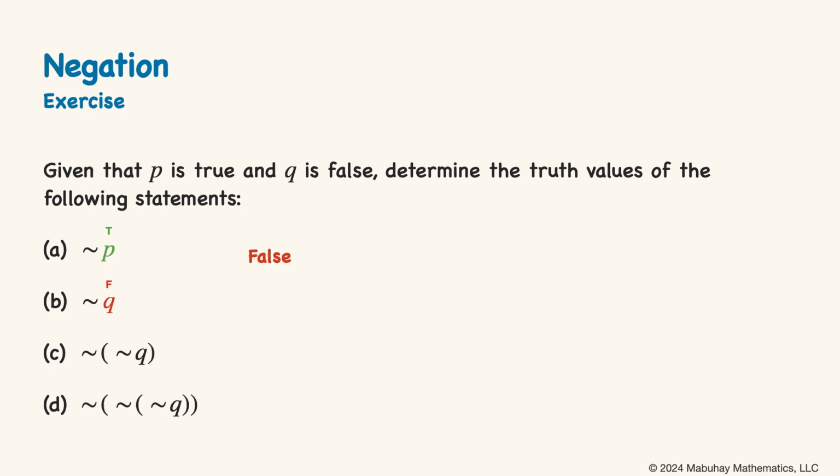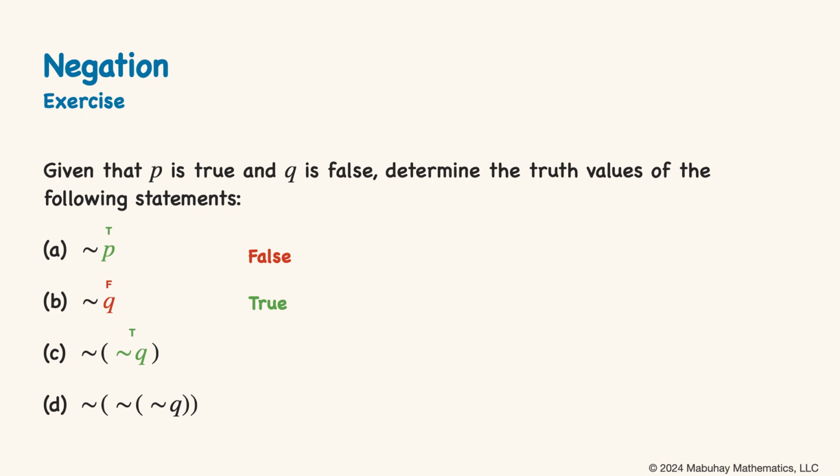We're given that Q is false. And again, the twiddle is just going to switch the truth value to its opposite. So if Q is false, then not Q must be true. Good so far? Okay, so we found out that not Q is true. That was part B. Okay, so we can start there in part C.